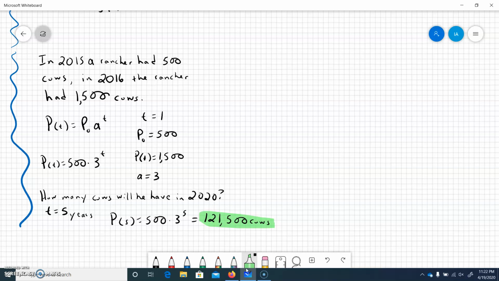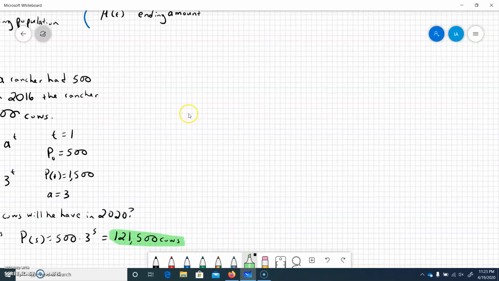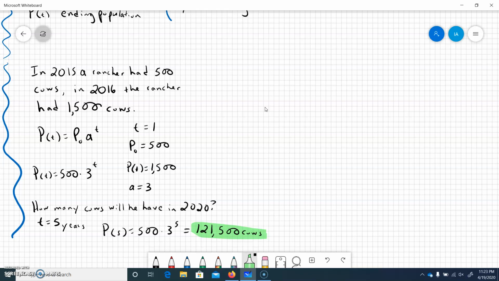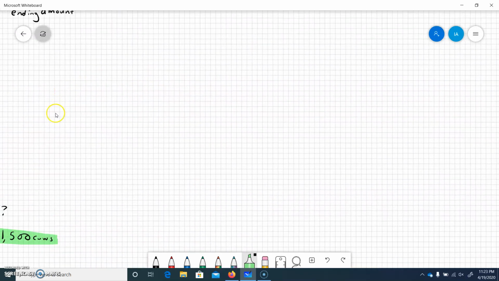If you were to turn this around and say that you had some type of disease and you had 500 people infected, and then the next year there were 1,500 people infected, then maybe you've got a little bit more realistic model here. So in 5 years you could have over 100,000 people infected if it's an exponential growth. And with some of the interest problems, if we were given all the information, we could be solving for the initial population or the ending population. It's not that hard. So let's do one with the decay.